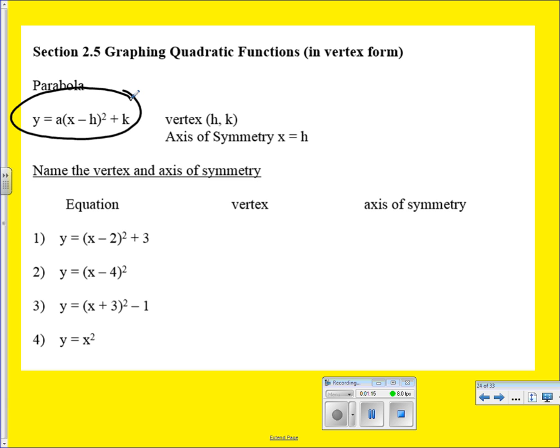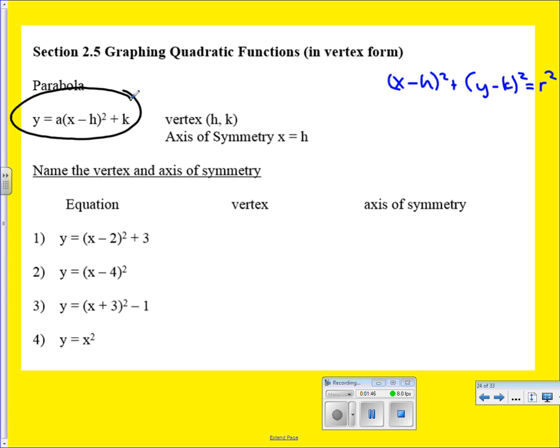But notice that the parabola looks a little bit different than what the circle looked like. So for the parabola, we have y equals a, parentheses, x minus h quantity squared plus k. The vertex will be (h, k), just like the circle. And if you don't remember the equation of the circle, here's just a quick reminder. So again, this is a circle, a little bit different from a parabola. And then the axis of symmetry is just going to be h.